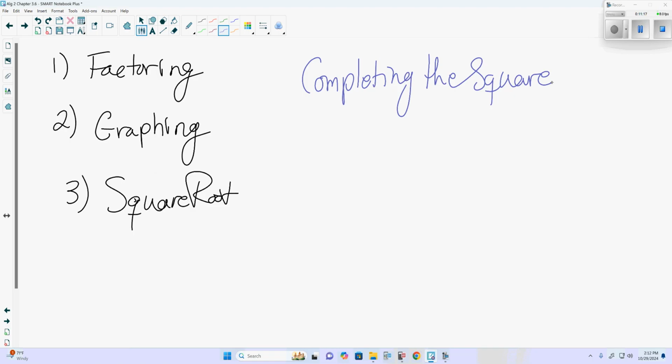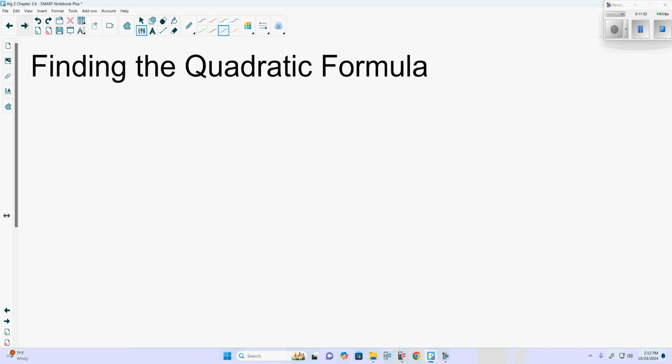Now, really, if we think about it, the square root method, guys, let's focus up here. Completing the square is just taking the square root method and making it work. Really, that's all this is, but it does work on all of them. It does not matter the starting point of the quadratic, as long as a, b, and c are three real numbers, completing the square will solve the quadratic equation.